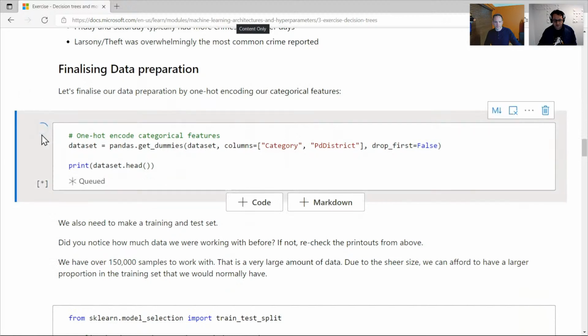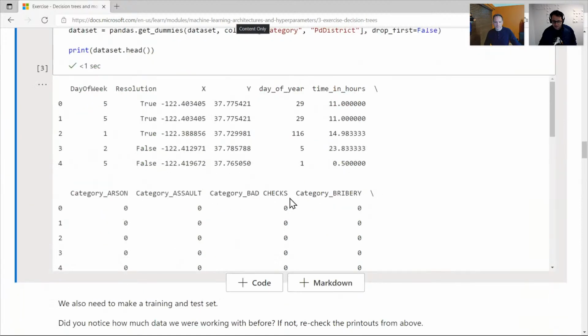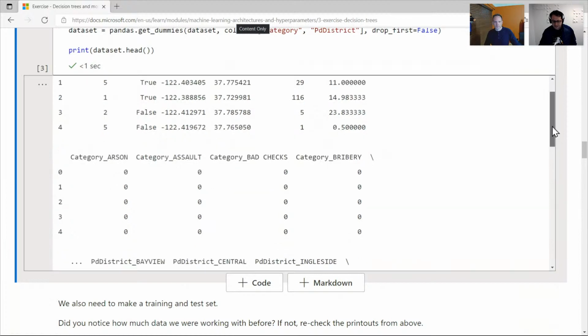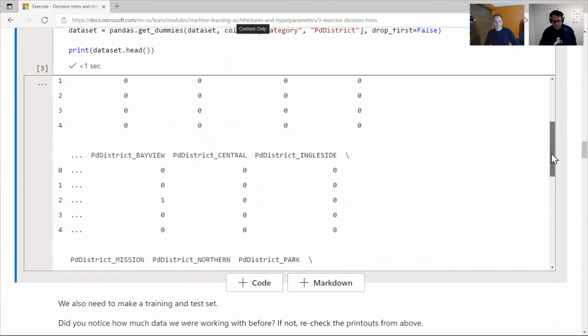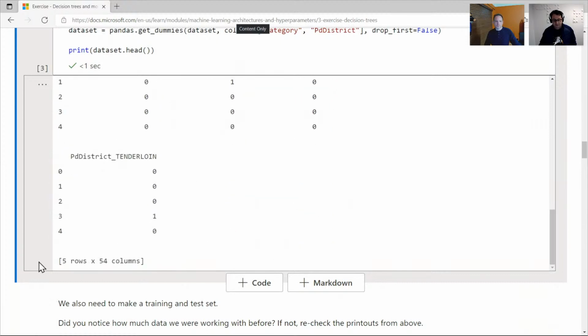If we go ahead and change that and execute it, you can see we've got our category, which will change to category and then the type of category afterward, like arson, assault, bad checks, etc. It will do the same thing for the district as well. In fact, we end up with about 52 or 54 columns, pretty close. We've just got to be mindful of that as well. But that's going to help in the classification, right?